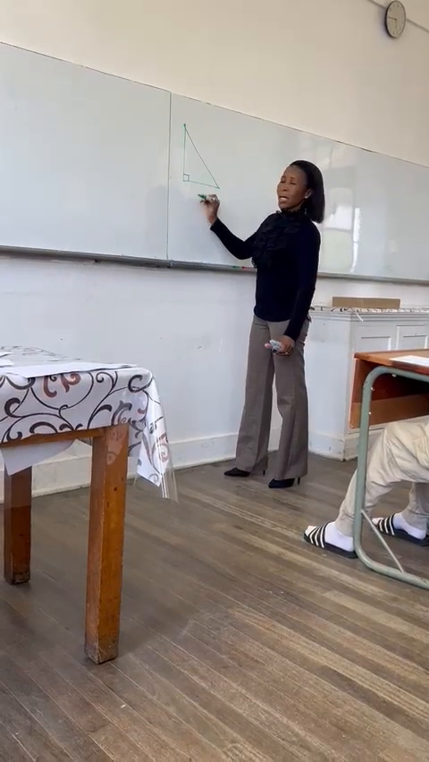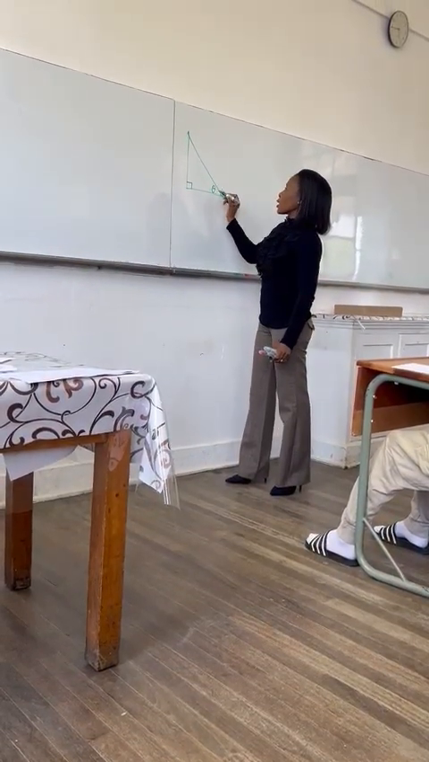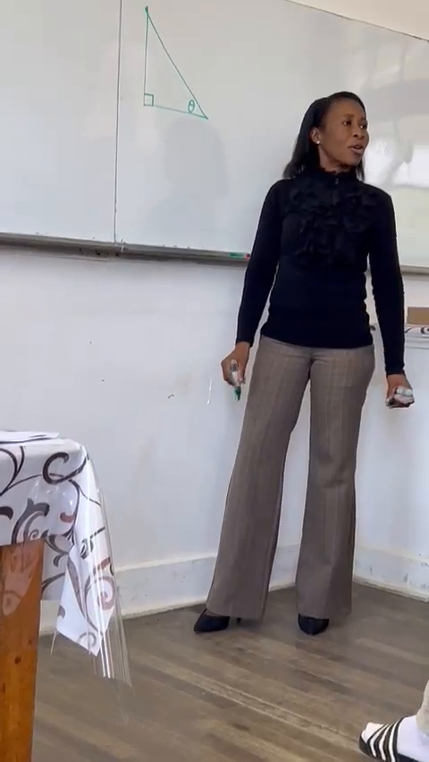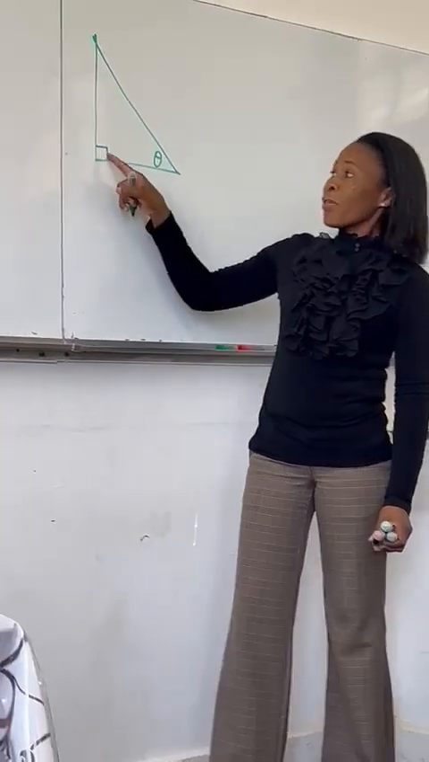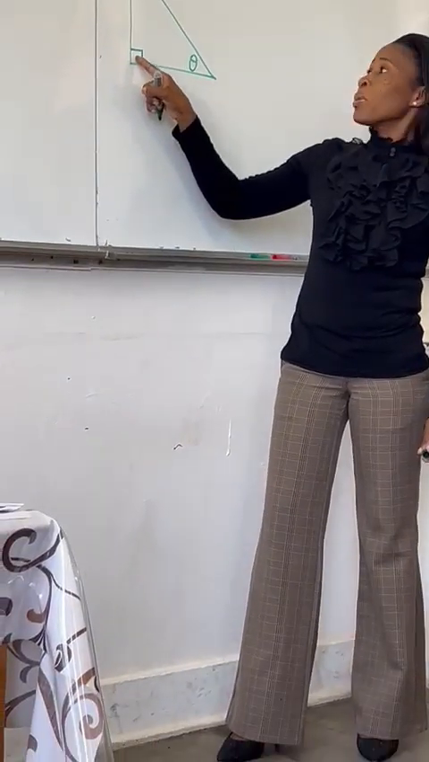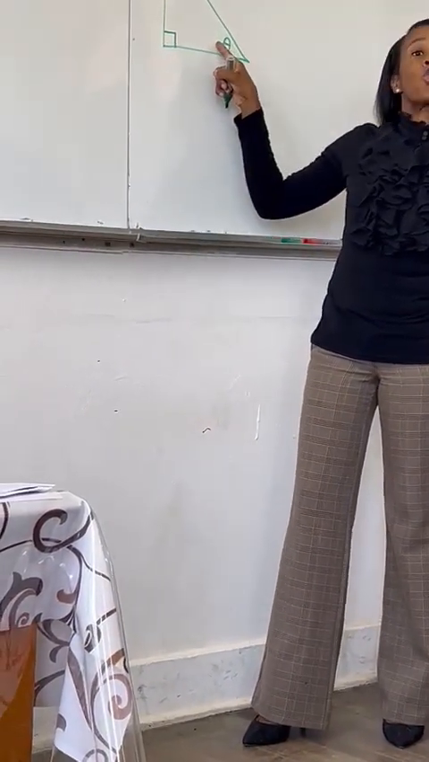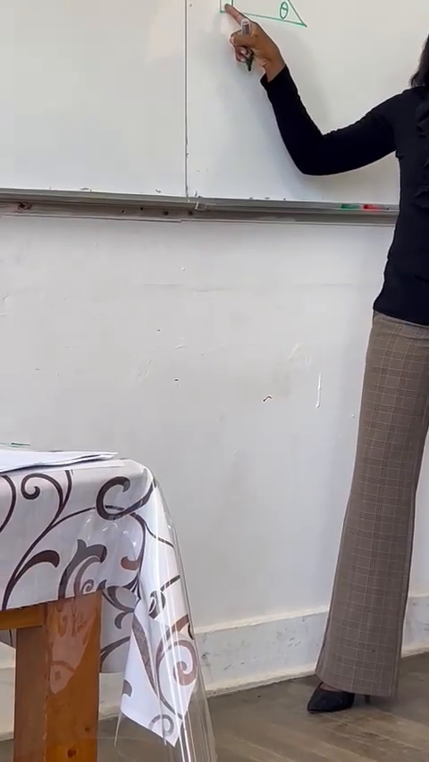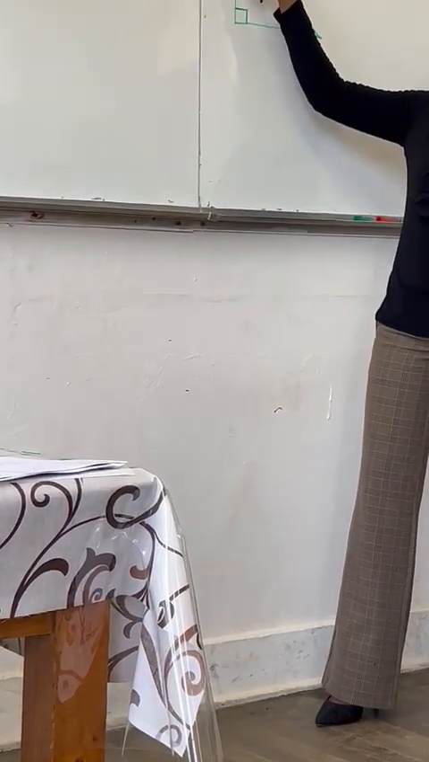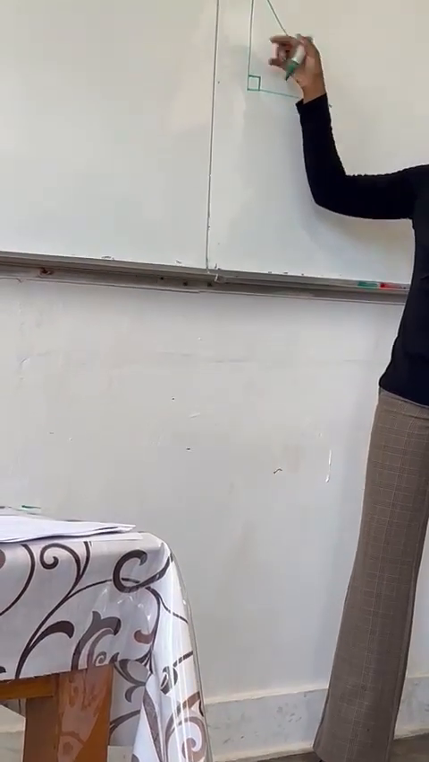Which angle is this one? 90 degrees. Let's call this one theta. What do you know about the sum of interior angles of a triangle? They add up to 180 degrees. If this angle is 90 degrees, it means this angle plus this angle should be 90, because 90 plus 90 will give us 180. So therefore, what do you think this angle will be?